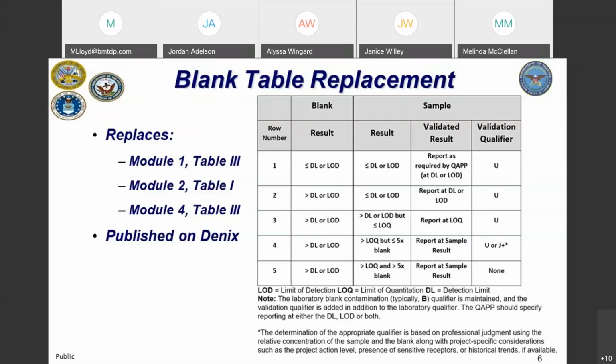This table replaces the blank qualification tables in modules 1, 2, and 4, but note that it does not replace the blank qualification in module 3. So that's the PFAS module. It doesn't replace the PFAS one, but it does replace the GC mass spec, ICP, OES, and the GC. The biggest difference is this row 4 here. The validation qualifier is now a U or a J+, because in discussions, we determined that depending on your specific circumstances and the relative levels of that blank result, either of those may be appropriate. So the validator would make a recommendation there.